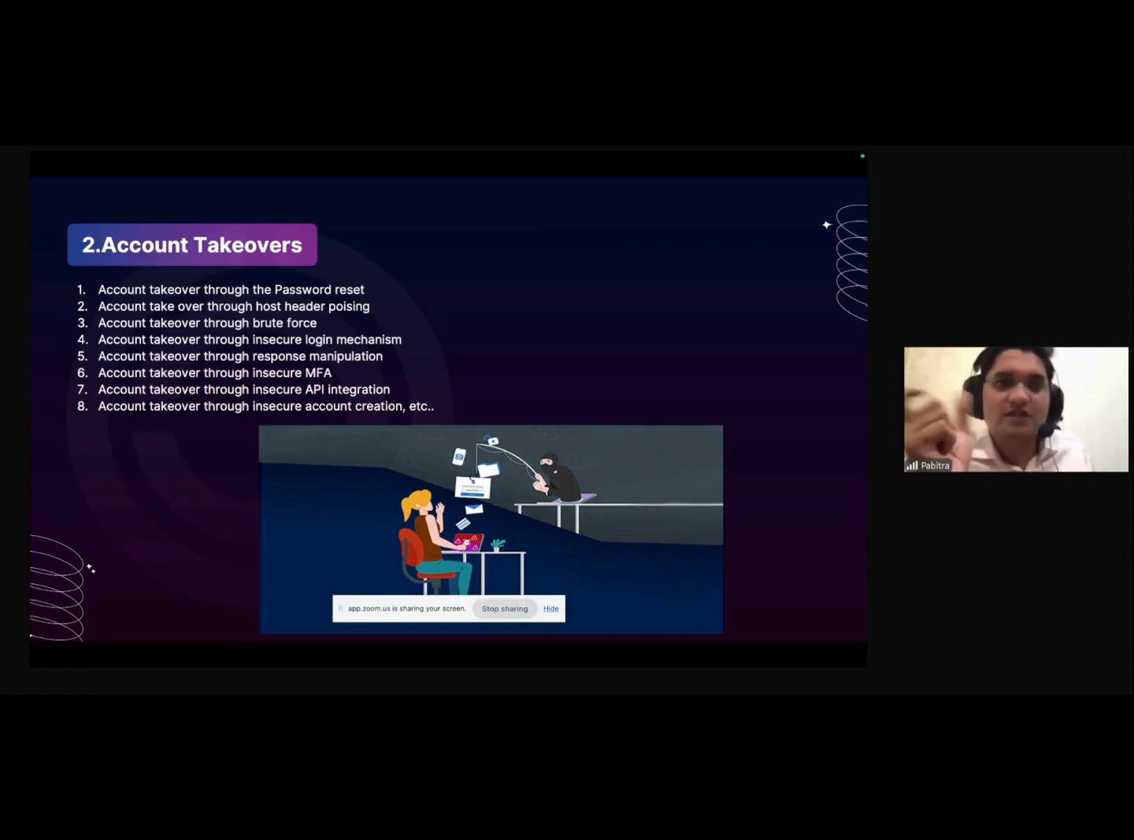Password reset functionality is also the same. In password reset, they send the request to change the password, and they manipulate the request in such a way that the password reset link is not sent to the victim but sent to the attacker. In this way they change the account password and take over the account. So there are multiple ways where account takeover happens, and we found that it is a very common vulnerability nowadays in SaaS platforms.